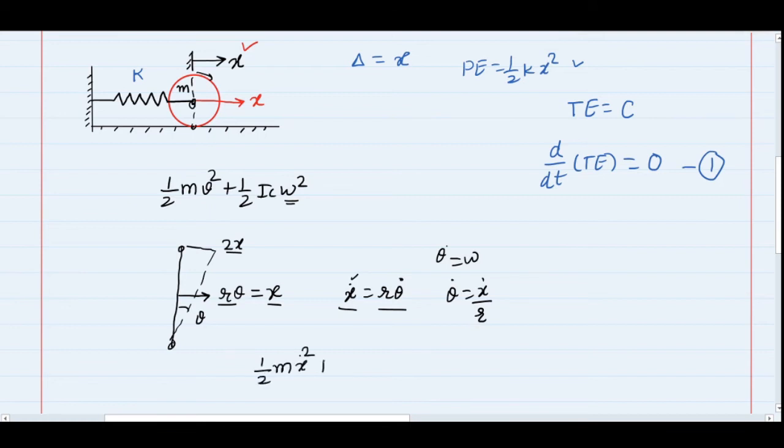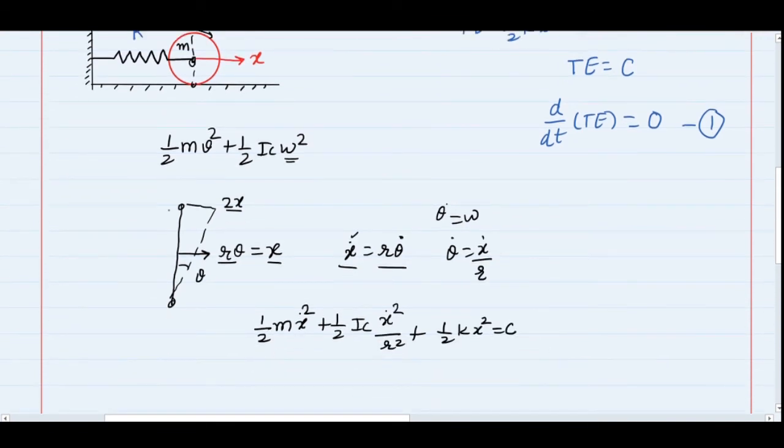When I write the entire energy equation, it becomes 1 by 2 m x dot square plus 1 by 2 Ic theta dot square, that I can write as x dot square by r square, plus half k x square is equal to constant. And when I differentiate this equation, I will get my equation of motion.